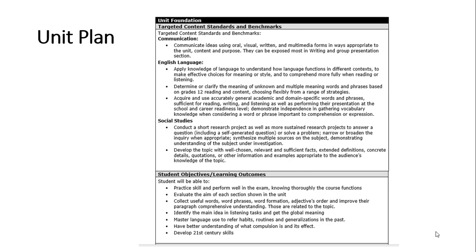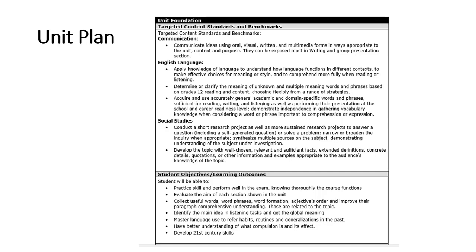Now, let's move on to the unit foundation. We'll have here the targeted content standard and the benchmark. They are communication, English language, social study. In communication, students can communicate ideas through oral, visual, written, and multimedia form in ways appropriate to the unit, content, and purpose.